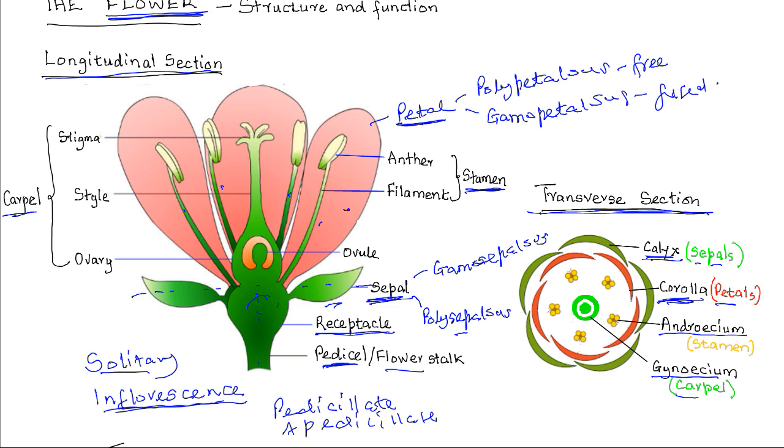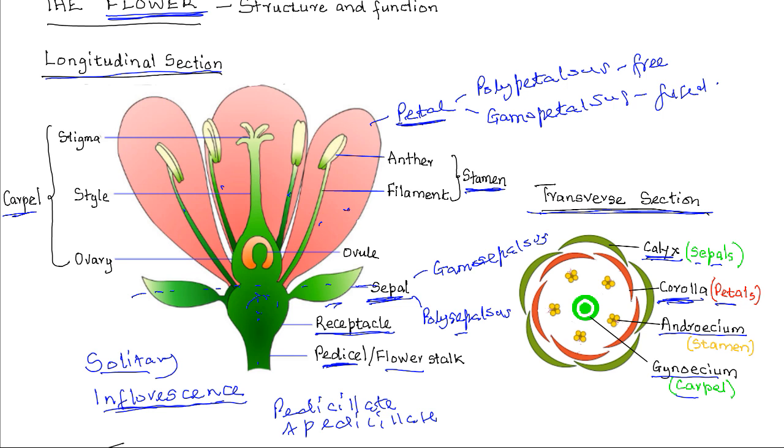The function of the corolla in the flower is that it acts as an attractant to pollinators such as insects and birds. It also protects the inner androecium and the gynoecium parts of the flower.